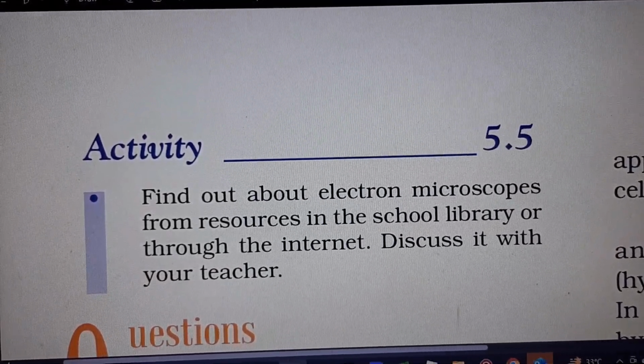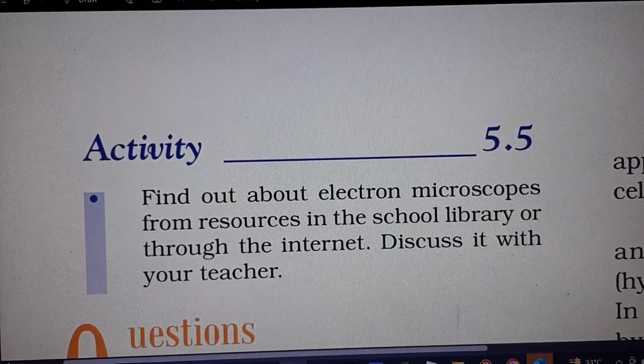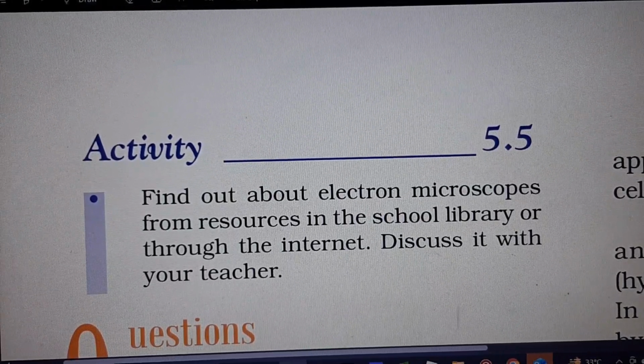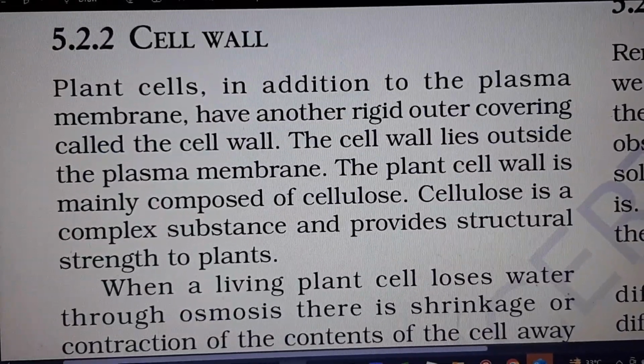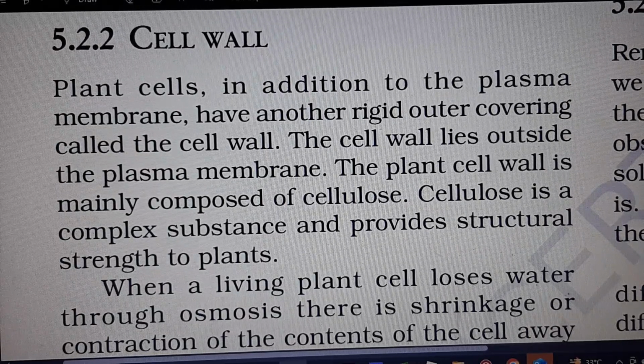Activity: find out about electron microscopes from resources in the school library or through the internet. Discuss it with your teacher. Cell wall. Plant cells, in addition to the plasma membrane, have another rigid outer covering called the cell wall. The cell wall lies outside the plasma membrane. The plant cell wall is mainly composed of cellulose. Cellulose is a complex substance and provides structural strength to plants.